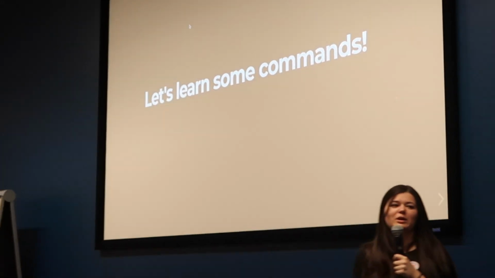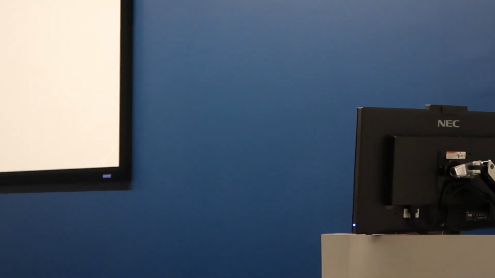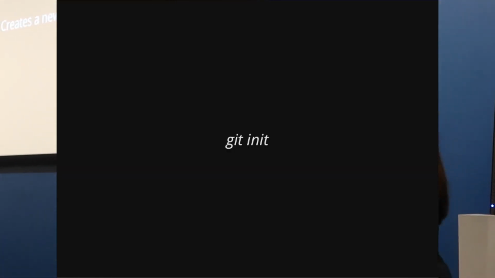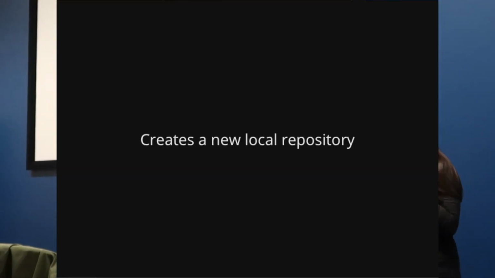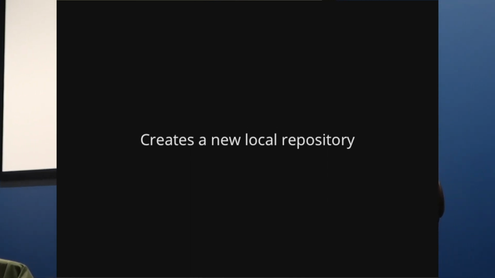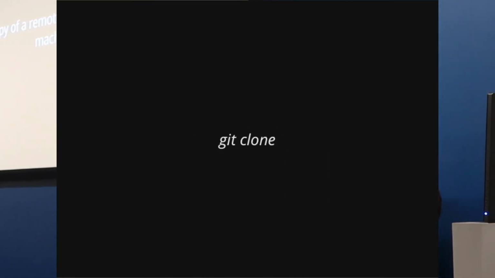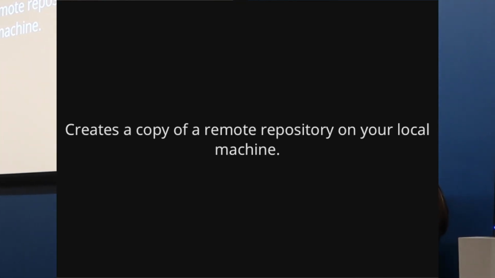Okay, finally, let's learn some commands. Let's learn actually what we're going to need in order to interact with this. So git init. Git init creates a new local repository. Git clone actually creates a copy of a remote repository on your local computer. So it's kind of like a download.